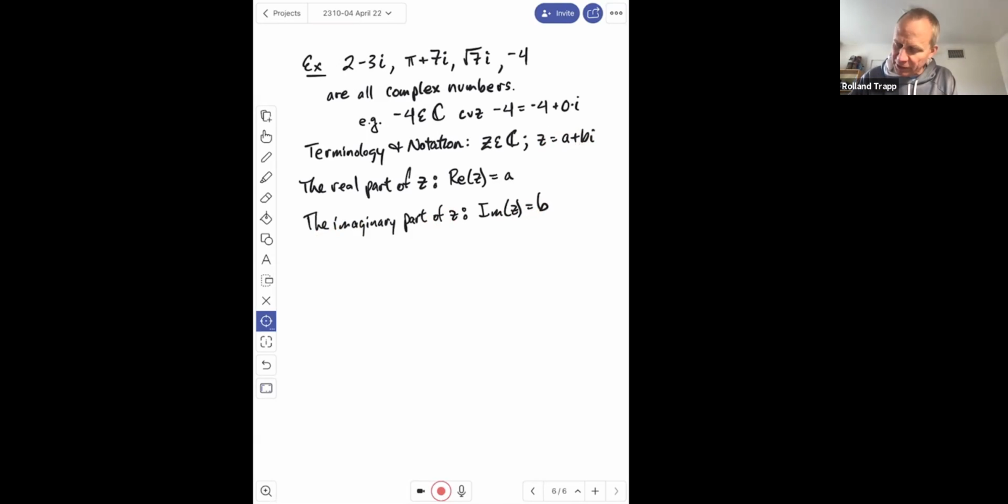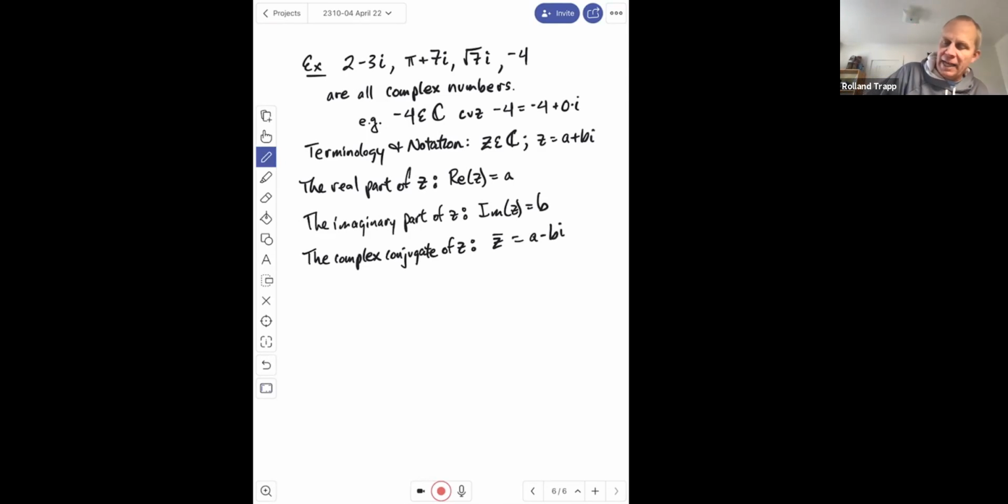Okay. And then one other thing that happens frequently in complex numbers is just complex conjugation. So the complex conjugate of z is denoted by z bar, z with just a bar across the top. And you probably have seen this, and maybe not, it doesn't matter if you have or not. It's just what you get if you change the sign of the imaginary part.